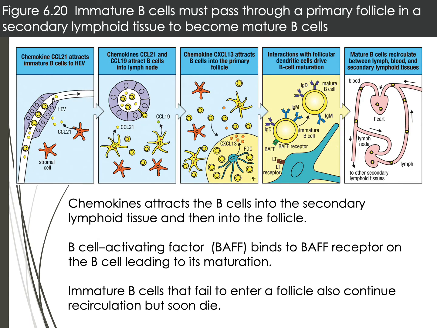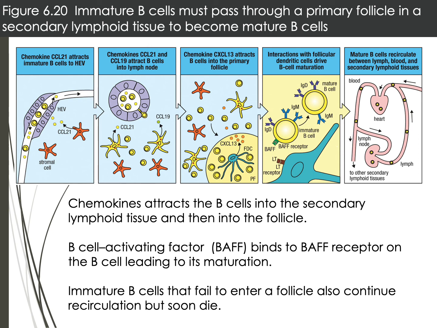So here we can see how there are cytokines that are going to attract the B cell to the secondary lymphatic tissue, but then into the follicle. When it's in the follicle, one of the important receptors that is going to be expressed is the B cell activating factor receptor. So BAFF is also expressed by support cells in the secondary lymphatic tissue. So when the receptor binds its ligand, that's going to signal for the B cell to mature from that immature B cell stage.